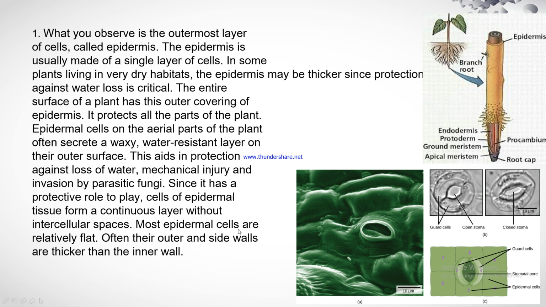Most epidermal cells are relatively flat. Often their outer and side walls are thicker than the inner walls. Let me explain what it means. Suppose you see this structure. I already told you all the plant parts have this epidermis. Just like we have our skin, in the same way throughout the plant body this epidermis is located. Suppose you see the root area, epidermis is located like this also.